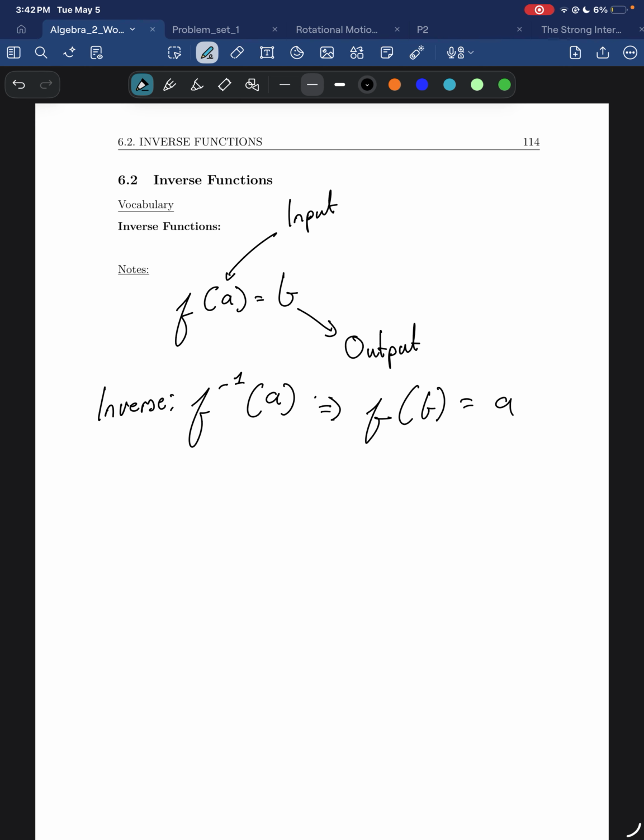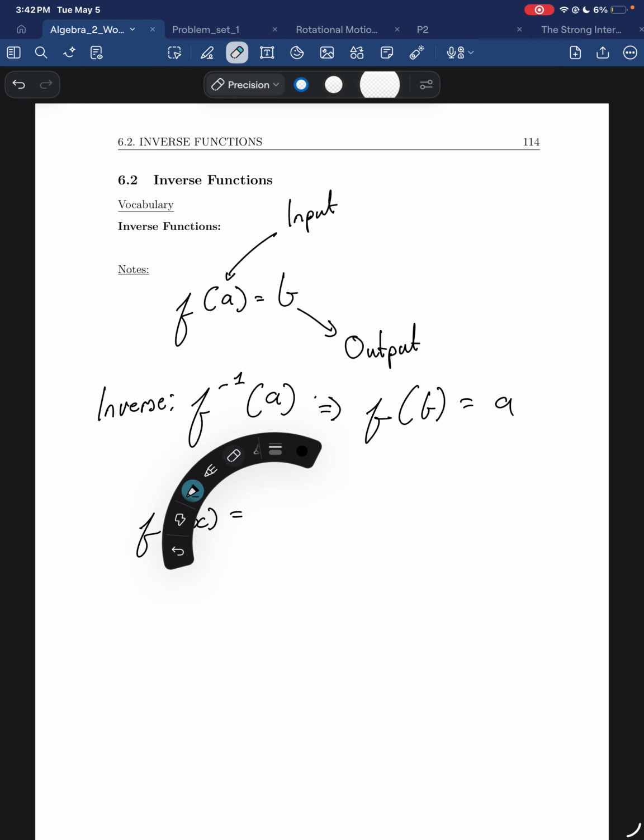So what am I doing here? I'm basically swapping the input and the output. And to get the inverse of the function, let me put it in more familiar notation that you're used to. If I have f of x, it's going to be equal to some function.